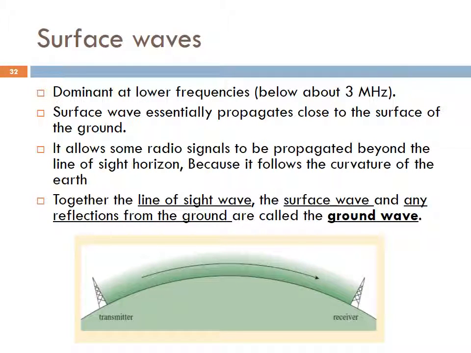At lower frequencies below 3 MHz, another form of propagation becomes the dominant one. This is a special form of propagation called a surface wave, which essentially propagates close to the surface of the ground because it follows the curvature of the Earth. It allows some radio signals to be propagated beyond the line of sight horizon. An exaggerated view of this form of propagation is shown in the following figure. Together, the line of sight wave, the surface wave, and any reflections from the ground are called the ground wave.